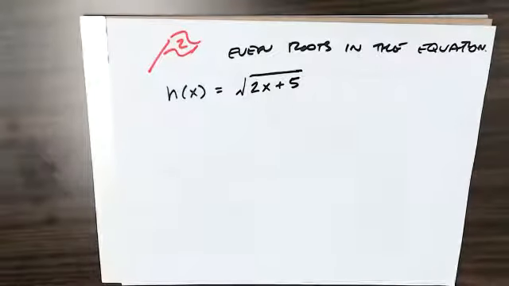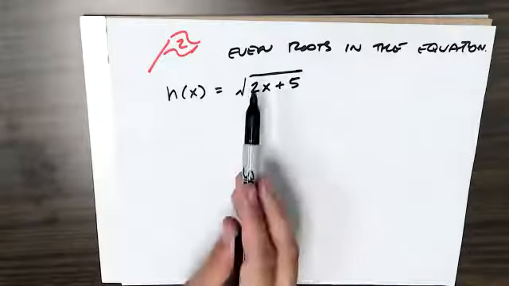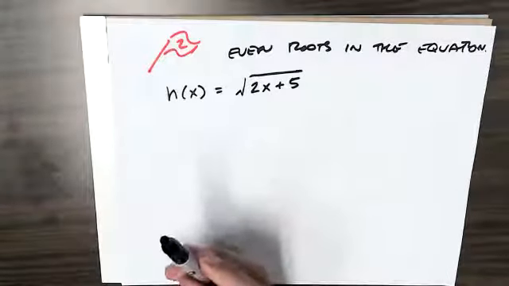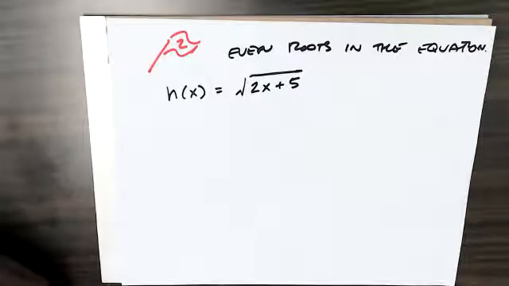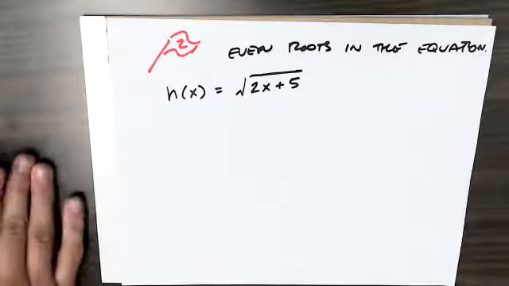Why not? It doesn't matter what's underneath there. What matters is we have a square root. This is a red flag for us, okay? I've got an even root. And you know, like before, the x's in the denominator, the reason that was a red flag was because we could have a denominator of 0.